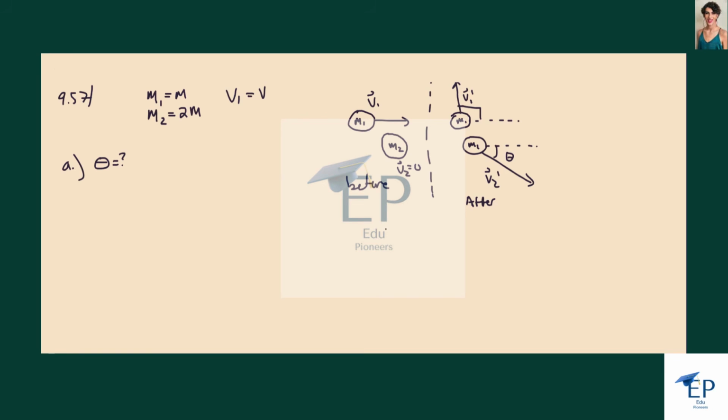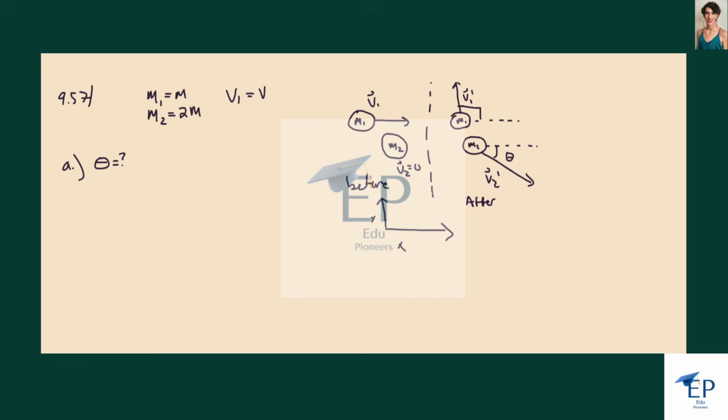So we have it coming in, going in the positive x direction, and then scattered exactly in the positive y direction here. Okay, that's how we're going to define our coordinate system. And we have our m2 going off at some angle theta with respect to the horizontal. And part A wants us to figure out what this theta is.